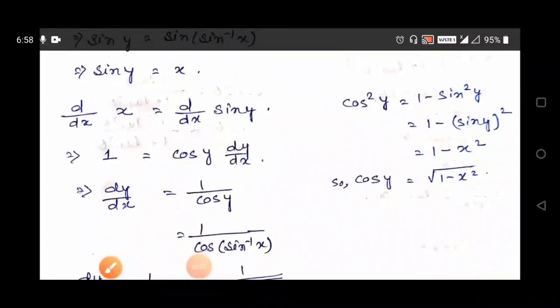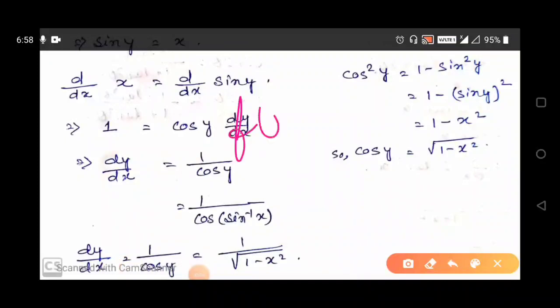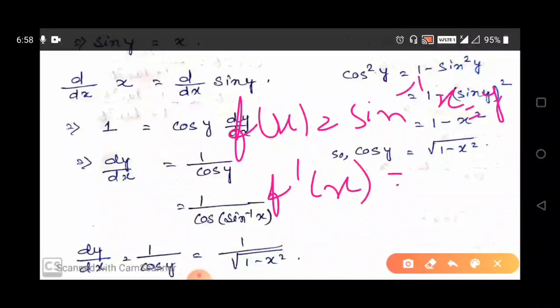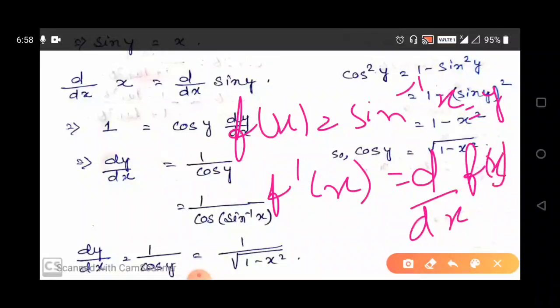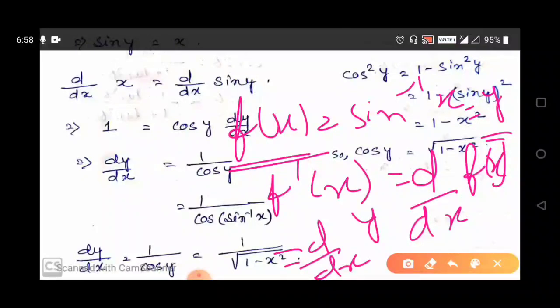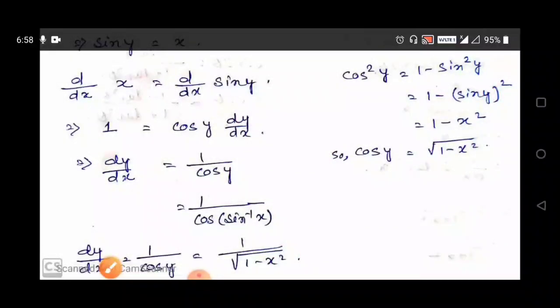So our question was f(x) is equal to sin inverse x and we have assumed sin inverse x is equal to y. So whenever we find f dash x, that means we are finding d dx of f(x). Since we have written f(x) is equal to y, d dx of f(x) can be written as d dx of y. That means we have to find dy by dx. So here dy by dx is equal to 1 by cos y.